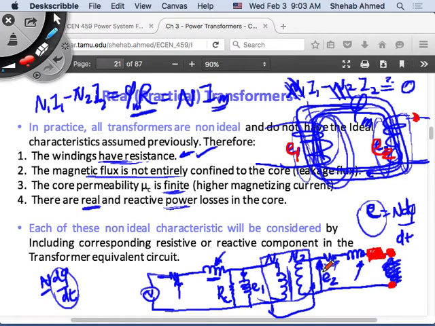Is this everything that we have in the transformer? No. Why is it not everything we have in the transformer? Remember we said we used the integral of H dl is equal to I enclosed? And from there we said that N1 I1 minus N2 I2 equals phi times the reluctance, which is equal to H core times length of the core. And H is equal to what? B equals mu times H, right? B equals mu times H.